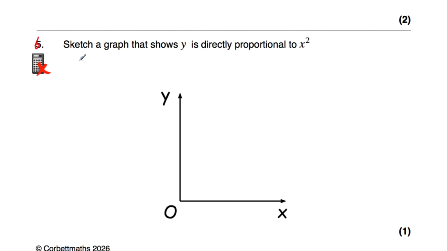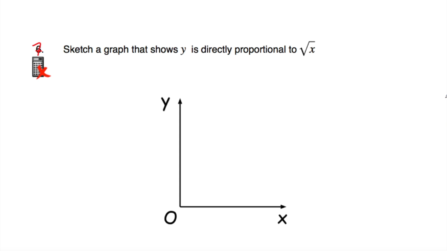Okay, let's have a look at our next question, question number 6. We've been asked to sketch a graph that shows y is directly proportional to x squared. So that's going to be the right-hand side of the quadratic graph, the right-hand side of the parabola. It's going to look something like that. So it starts at the origin and curves upwards. And that's it. That would represent the relationship y is directly proportional to x squared.